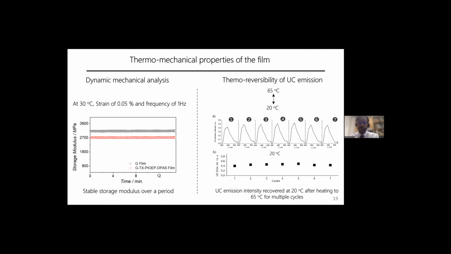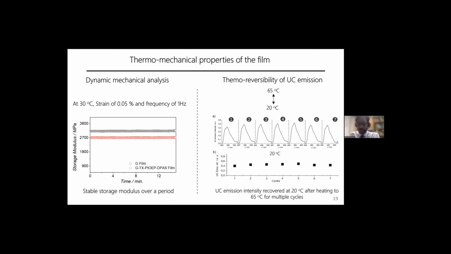And we found out that although the upconversion decreased at high temperature, while coming back to room temperature, all of its upconversion property got reversed. So although at a high temperature you can see a decrease in the upconversion, when the film comes back to room temperature, it will acquire all of its original upconversion properties, which makes it stable for practical applications.